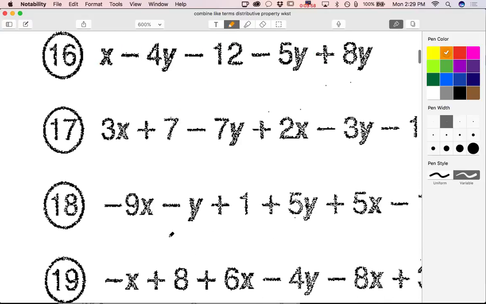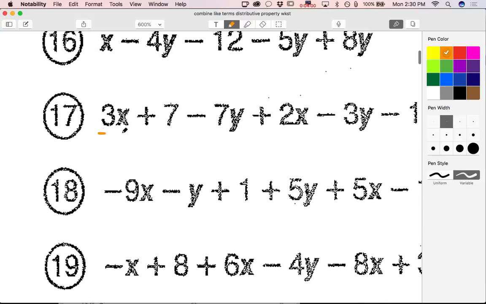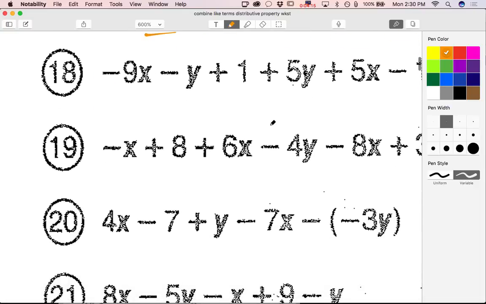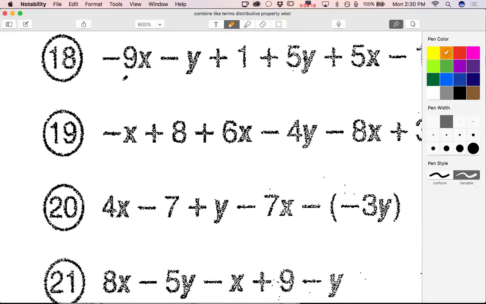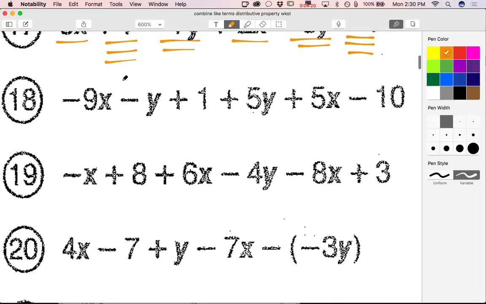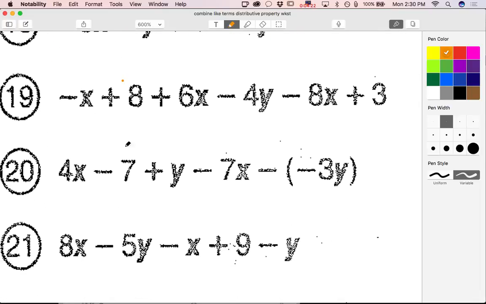17. Look at 17. 3x, like term with 3x. 2x. Any other like terms? Nope. Negative 7y, negative 3y, negative 7, or sorry, positive 7, and negative 1. Okay. Okay, 19. Let's go to 19. Okay, let's put a negative 1 here. So negative 1x. Anything? Yep, here's another x. Here's another x.